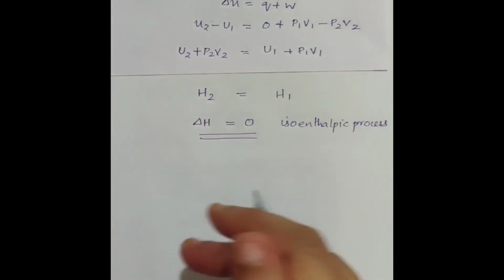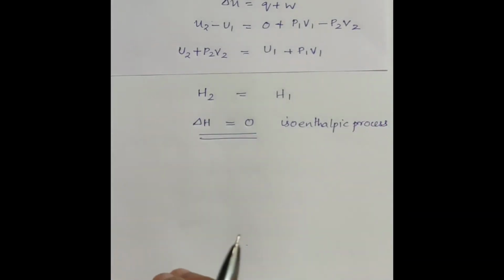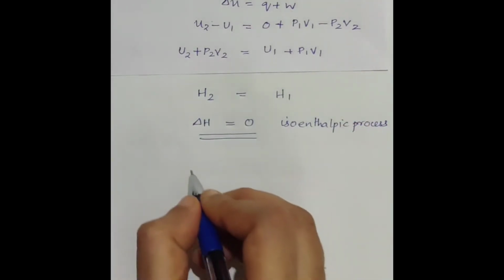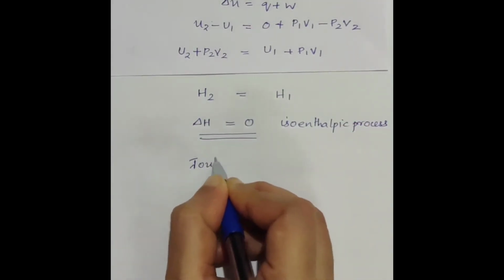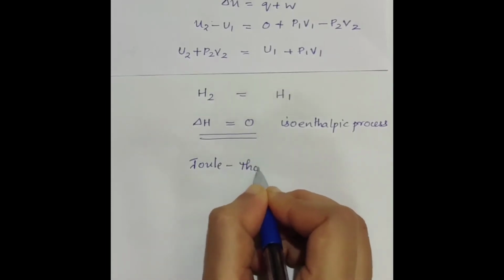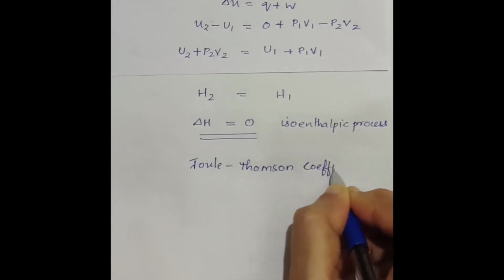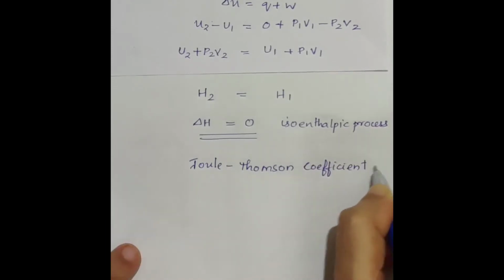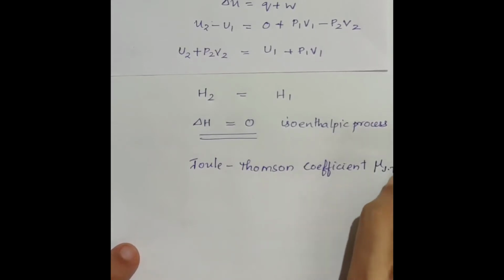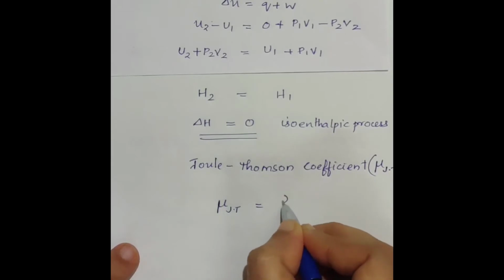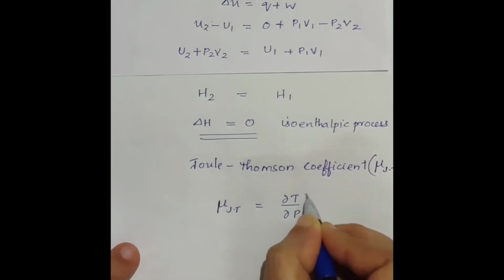Here we are introducing a new term. This is an important term with respect to the Joule-Thomson effect. That is the Joule-Thomson coefficient. It is denoted as mu JT. Mu JT equals dou T by dou P at constant H.